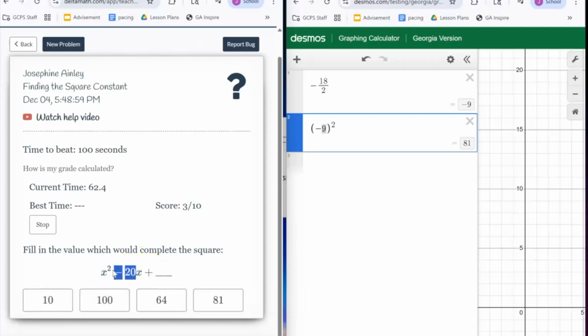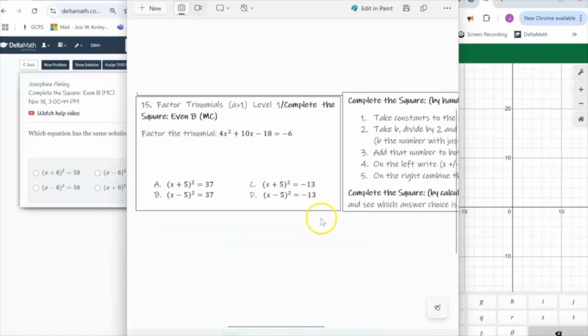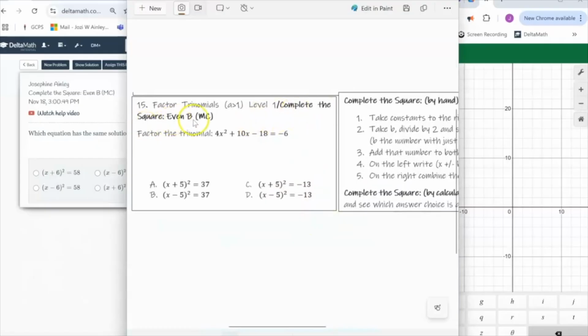Negative 20 divided by 2, which is negative 10, square it, is going to be 100. And you're just getting a score of 10 out of 10, and you're trying to beat that in 100 seconds. What we're going to look at right now is complete the square with an even b, and that just means that the number with the variable is even. That way we'll have no fractions in our answers.